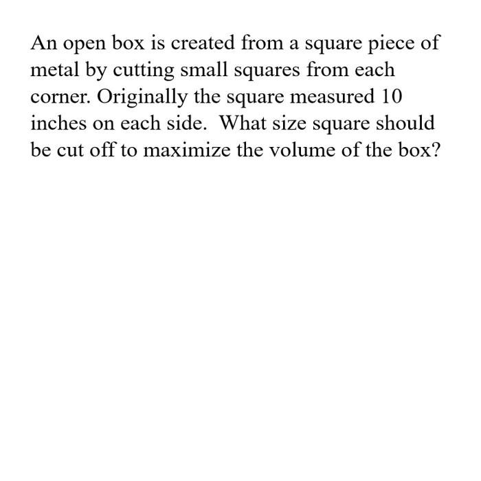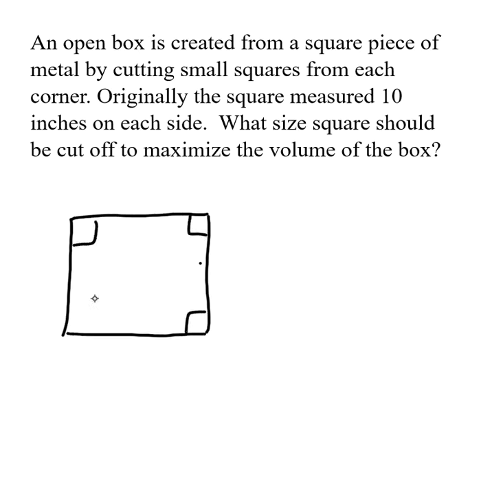And actually, we'll do one more problem. I have one more problem here. An open box is created from a square sheet of metal by cutting small squares from each corner. So here's our square piece of metal, and we're cutting little tiny squares out of the corners. Originally, the square measured 10 on each side. That was the original square. What size square should be cut off to maximize the volume of the box?